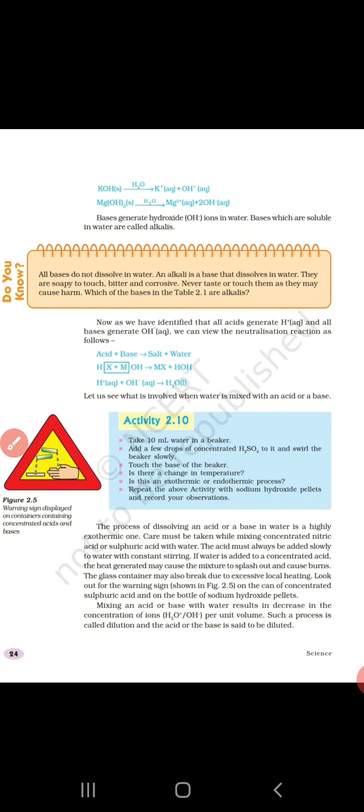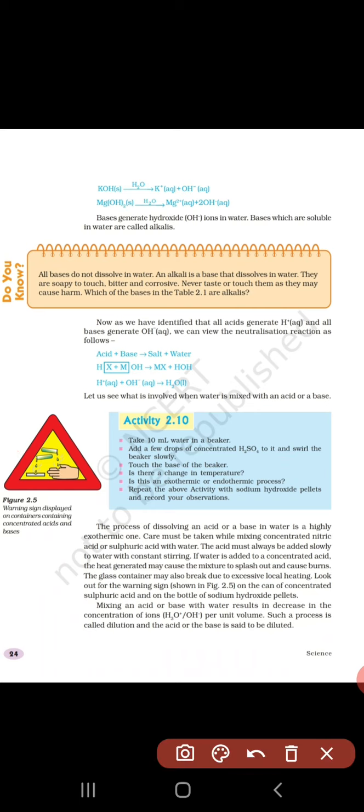Now, here is one more example for base. KOH, potassium hydroxide, dissociates and we will get the K plus ion and OH negative ion. The process of dissolving an acid or base in water is highly exothermic. Exothermic means the process in which heat is released.